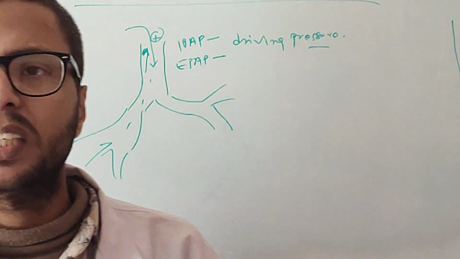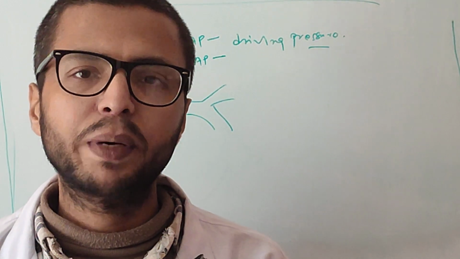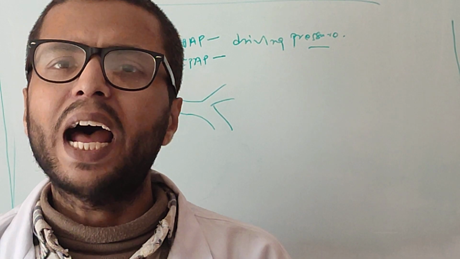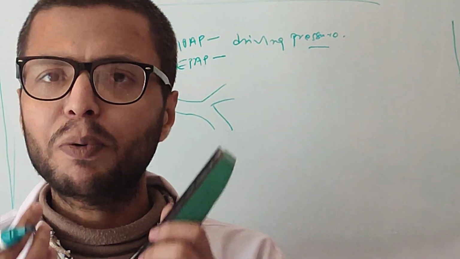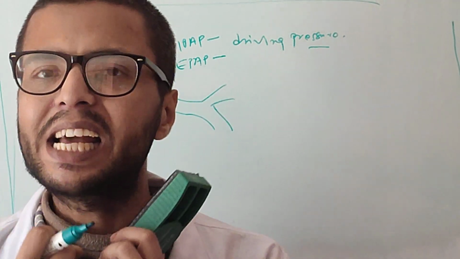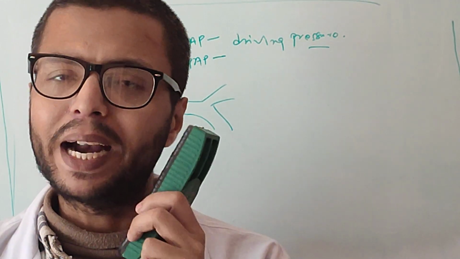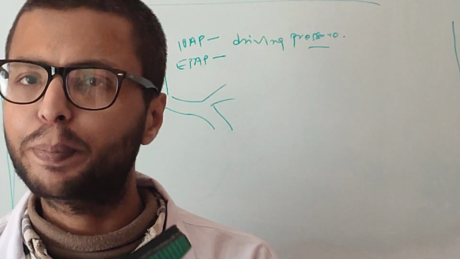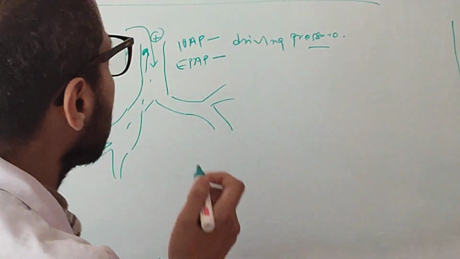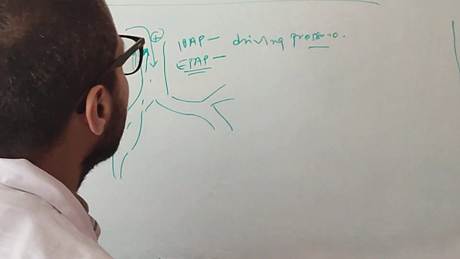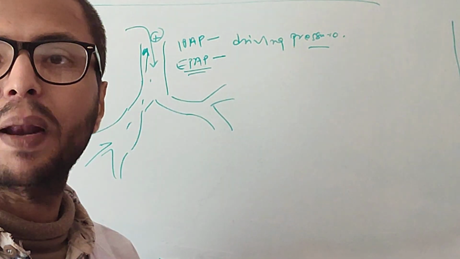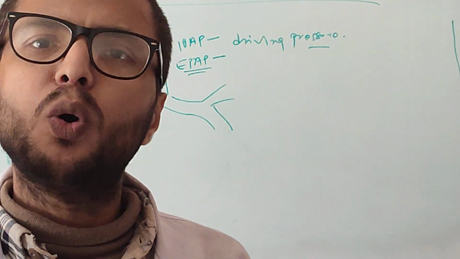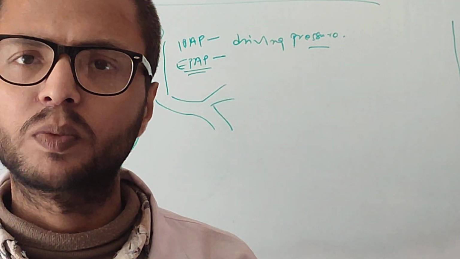You might have heard the terminology positive end-expiratory pressure, abbreviated as PEEP. What is that? At the end of expiration, whatever pressure is applied to the airways and alveoli to prevent alveolar collapse is called positive end-expiratory pressure. In NIV, the same is called EPAP, expiratory positive airway pressure. We apply it to prevent alveolar collapse and to wash out carbon dioxide.